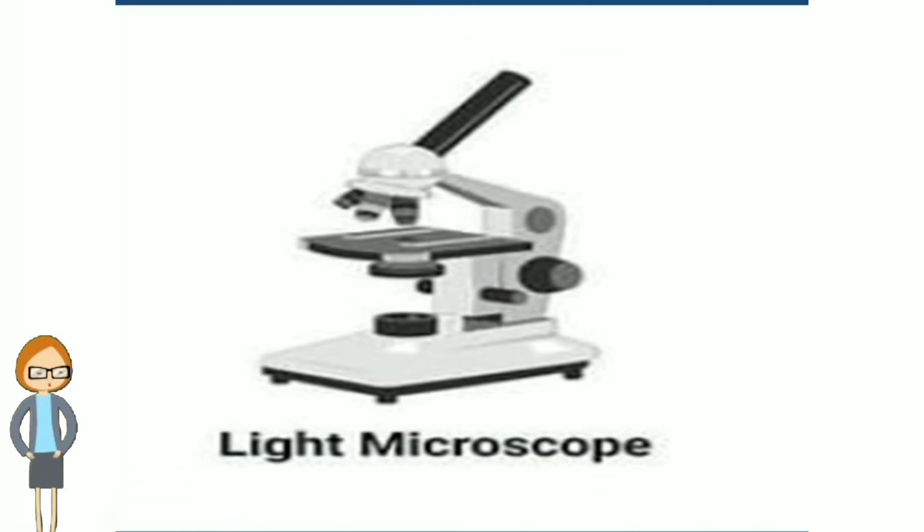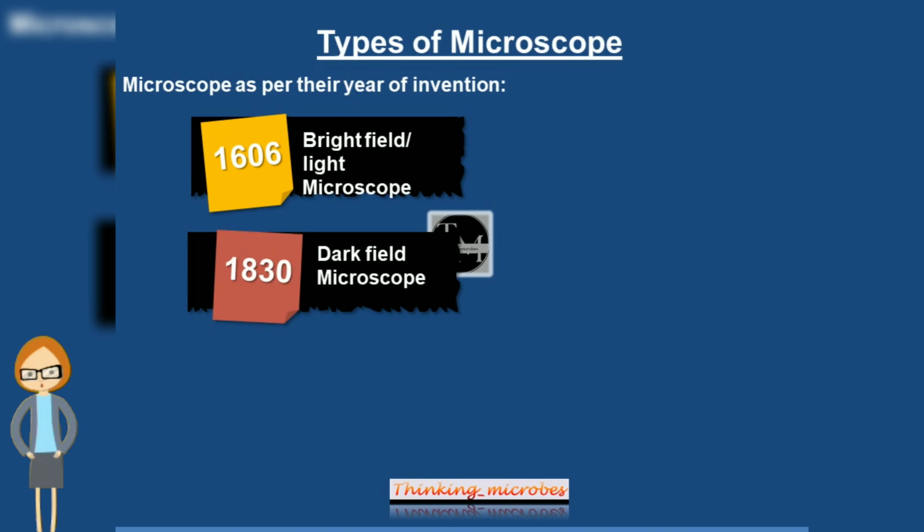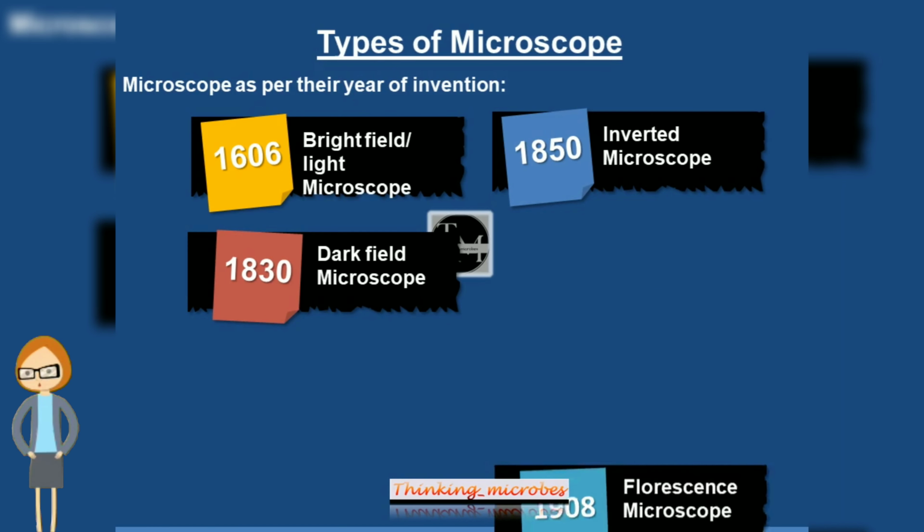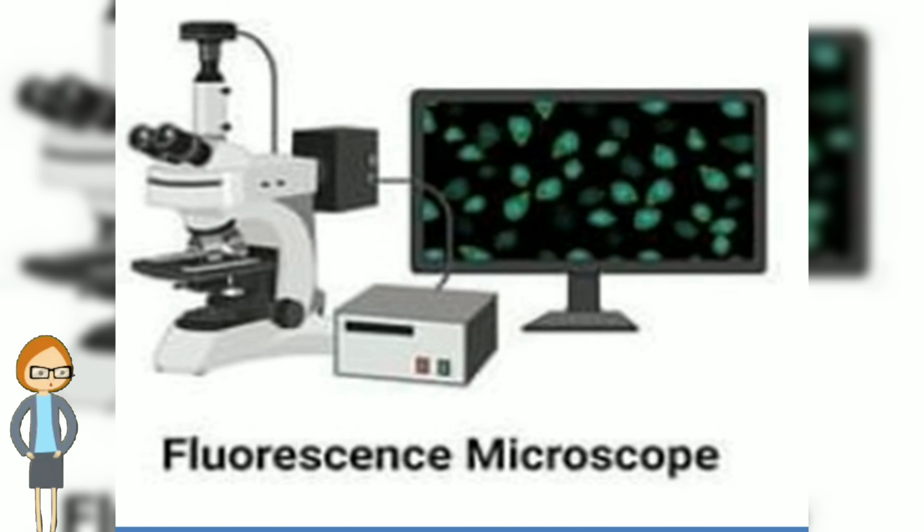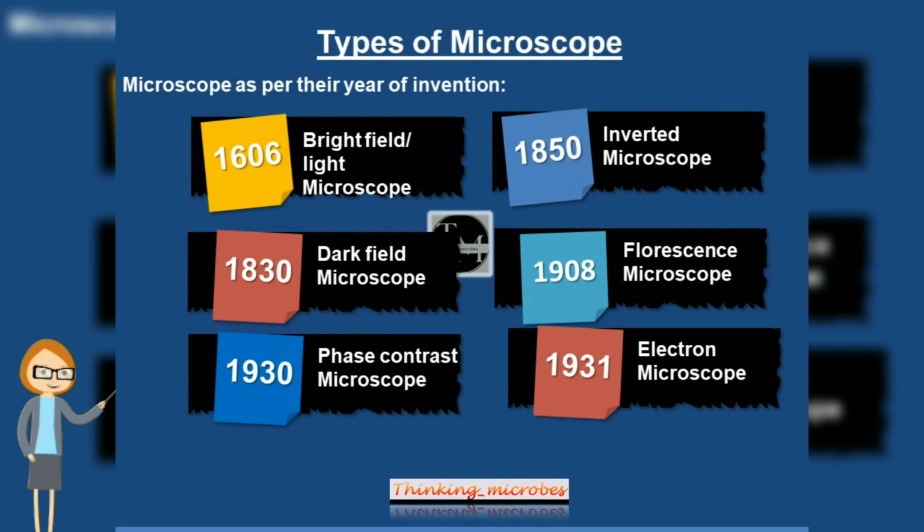of invention. Our first microscope is the light microscope. Second is the dark field microscope. Third is the inverted microscope. Fourth is the fluorescent microscope. Fifth is the phase contrast microscope. And last, sixth, is the electron microscope. This is a big structure. These microscopes all belong to the old era, so that is why they are called old world microscopes. They were invented between 1600 and 1900.